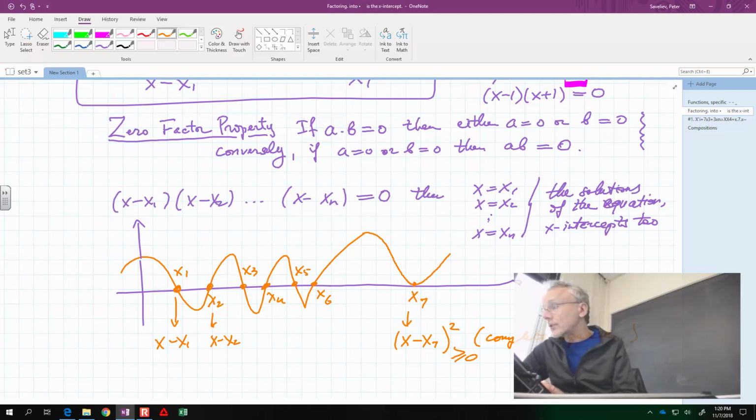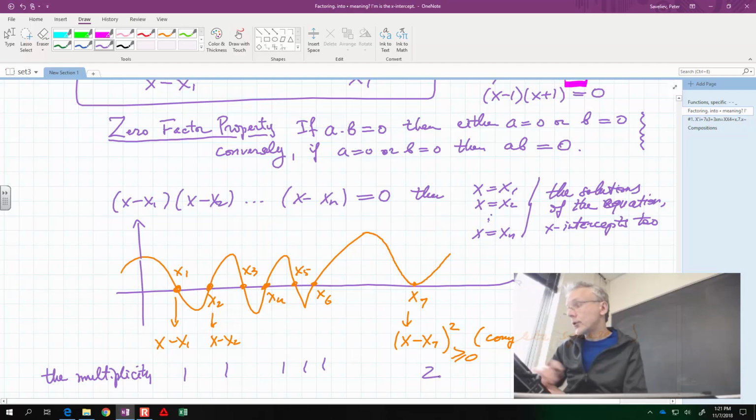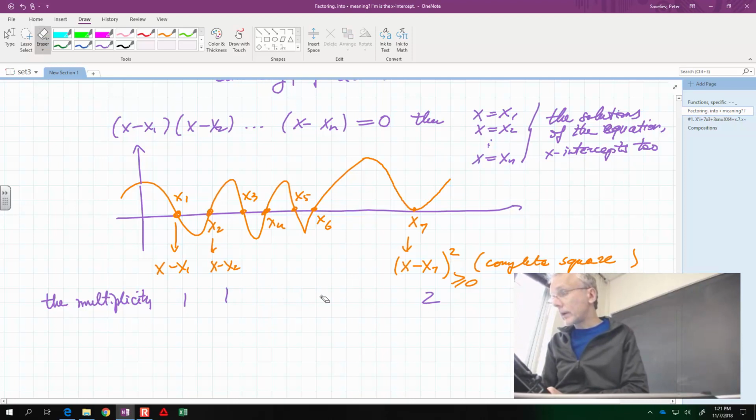So that's the analysis that we have to learn how to do. The answer is fairly simple. You have to count what is called the multiplicity. So the multiplicity is how many times a particular factor appears. 1, 1, 1, 1, 1, and this one is 2. So what determines the way the graph crosses the x-axis at that location is whether it's even or odd.